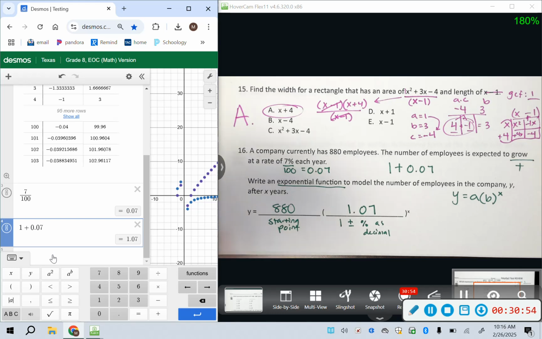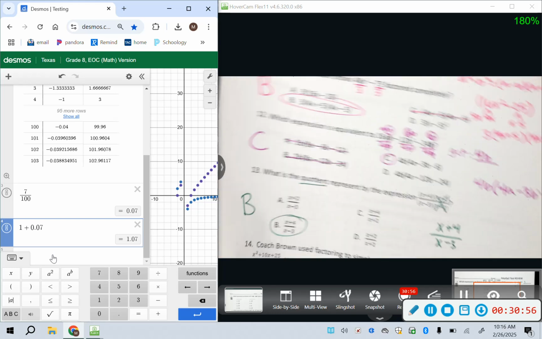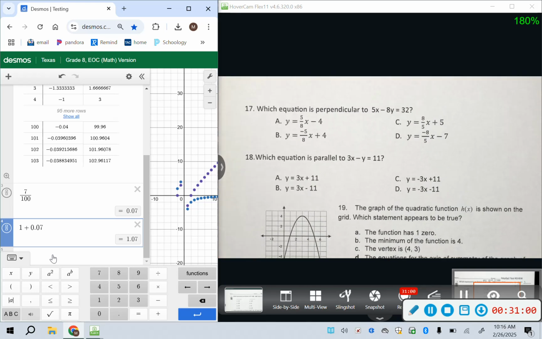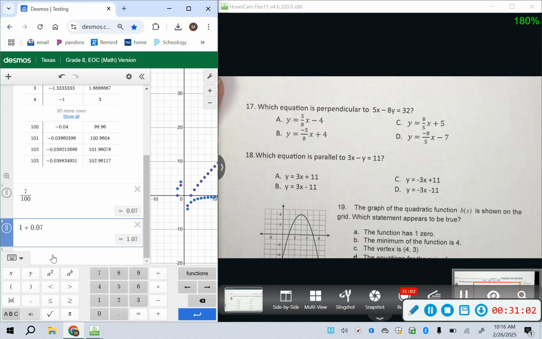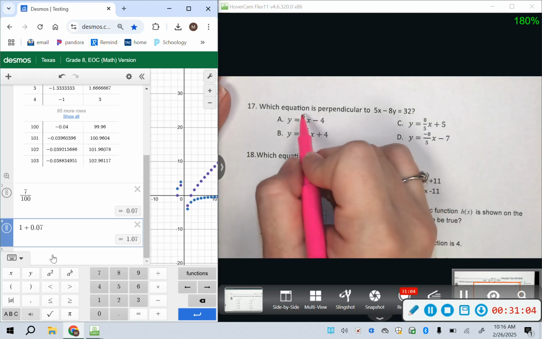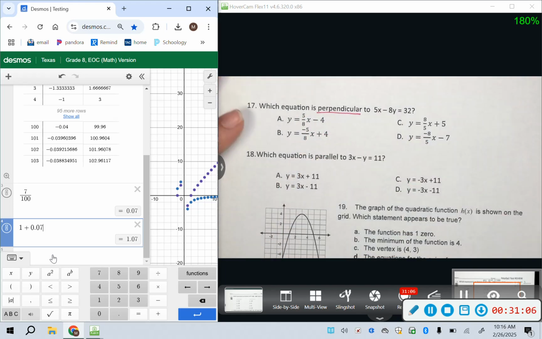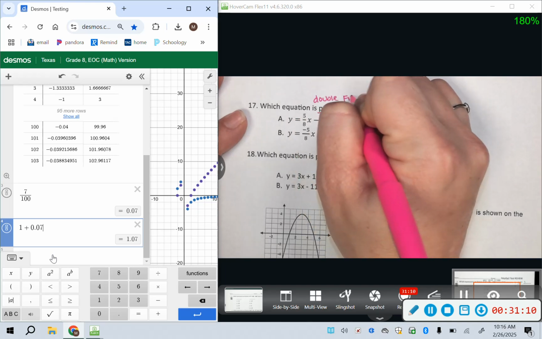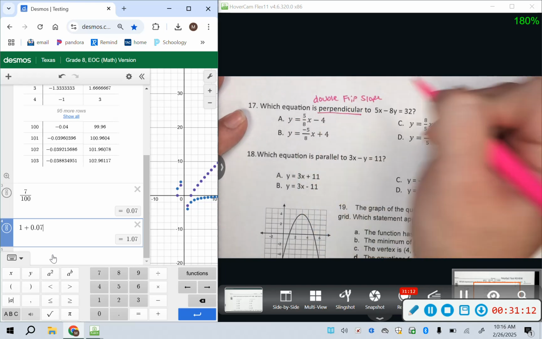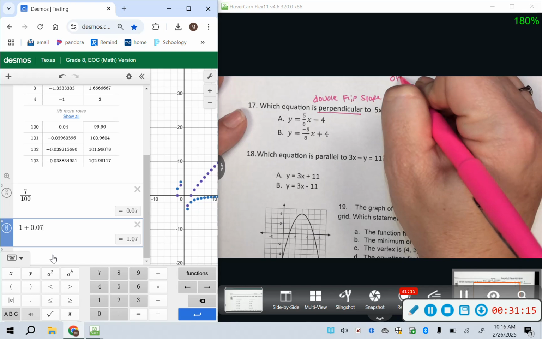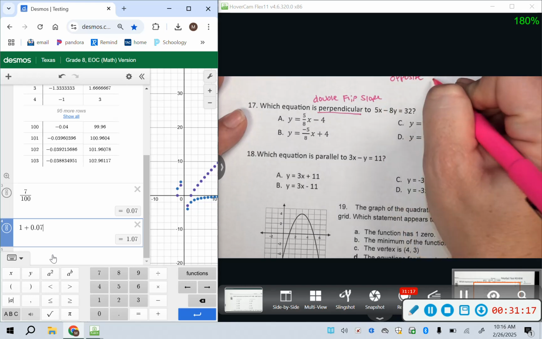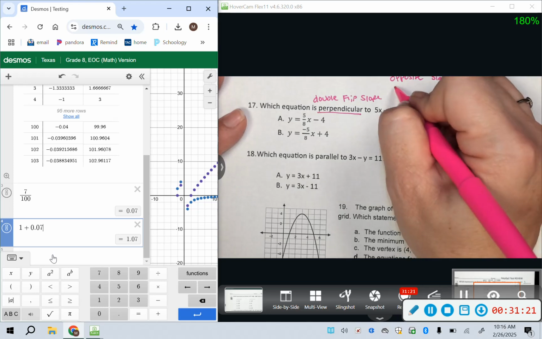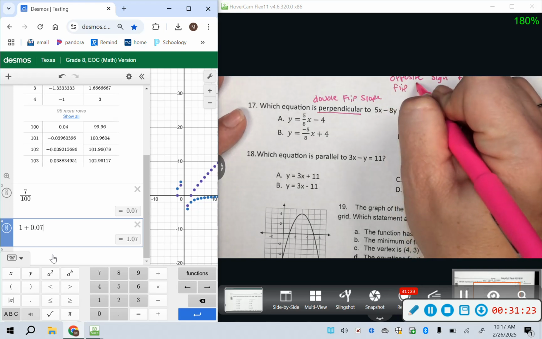Okay, almost done. Flip to the back. Okay, 17, these are keywords too. These are also spiraling stuff in. So which equation is perpendicular? Perpendicular, I want you to remember, is double flip slope. So remember opposite sign, so positive versus negative, and flip the fraction.